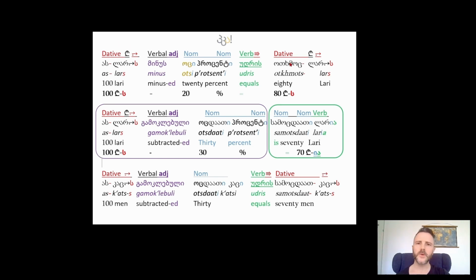Dative. What's important here, of course, is we're going to talk about percentages. So, otsi, 20, procenti, 20%. And look at how we might say it. 20% of 100 lari equals 80 lari. 20% minus from, taken away from, 100 lari equals 80 lari. So we can see how we construct it orally and how we construct it here symbolically.